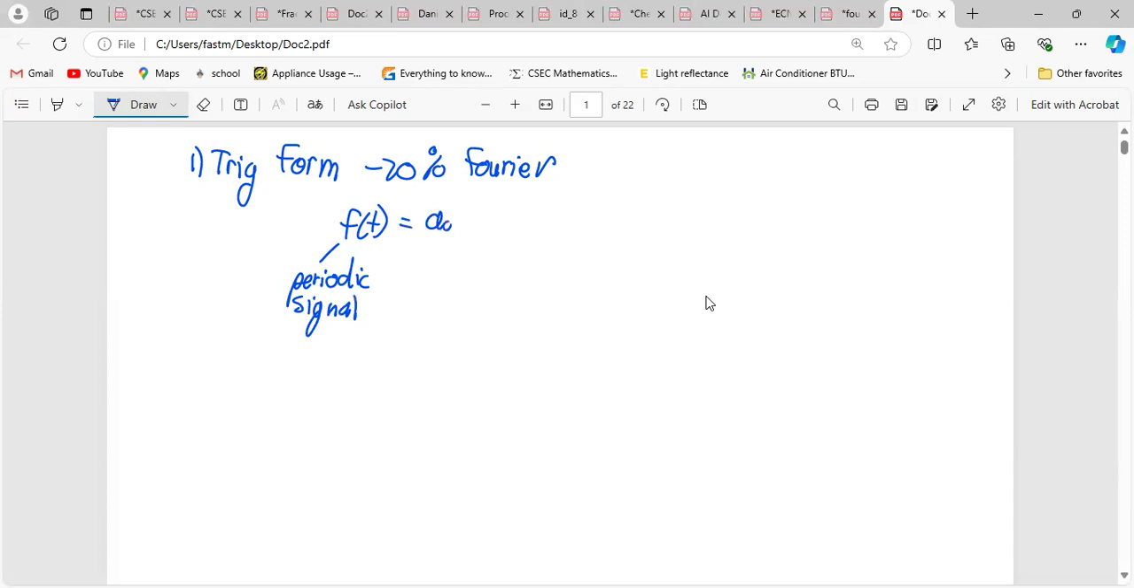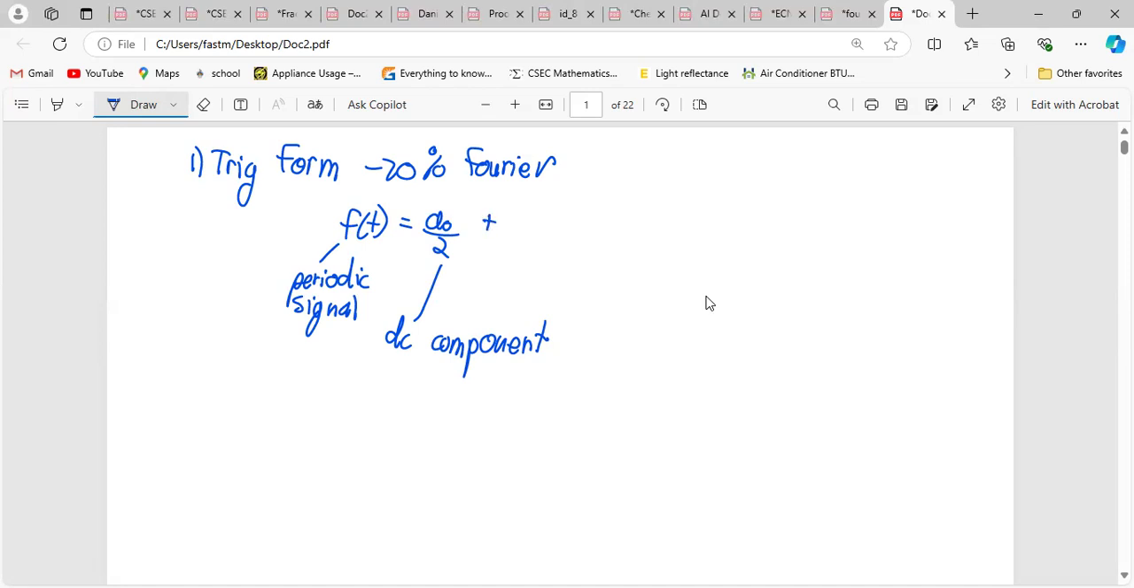So a naught on 2 is the DC component. Anytime you see a naught on 2, that is the DC component. So a naught is not a DC component. A naught on 2 is the DC component. So you have to remember that.